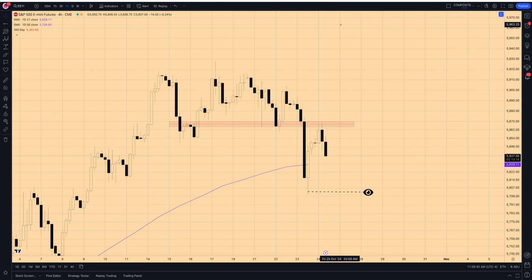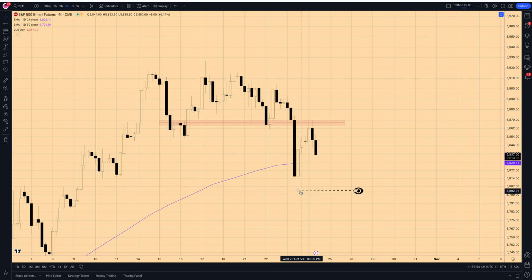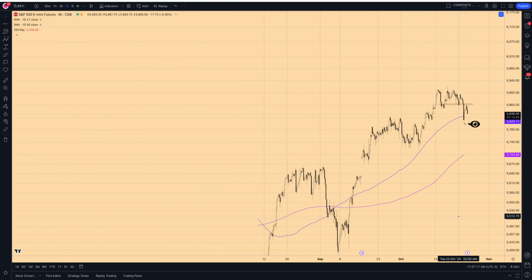Disrespecting these FVGs and rejecting off of this breaker. So I do expect these lows to be swept either today or today at New York lunch. Right over here at 58.03 on ES, and then for it to eventually come down towards the 50-day at 57.04.